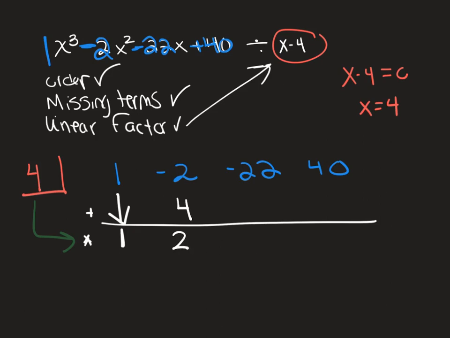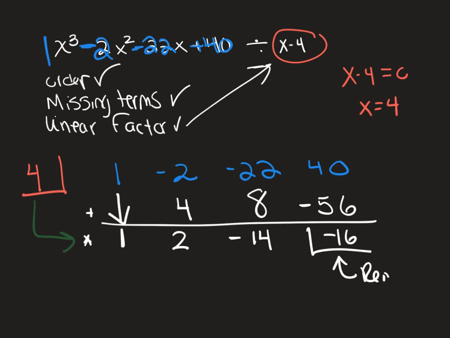I'm going to multiply them below the line. So 2 times my 4 in my house is 8. Negative 22 plus 8 makes a negative 14. 4 times negative 14 is a negative 56. 40 plus negative 56 makes a negative 16, and this is your remainder.